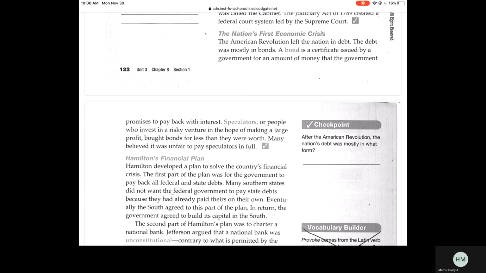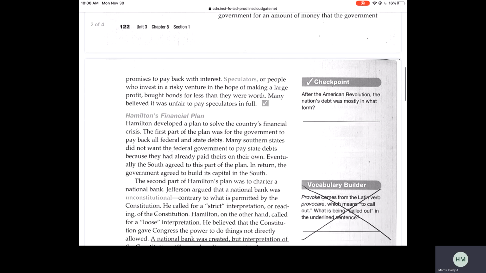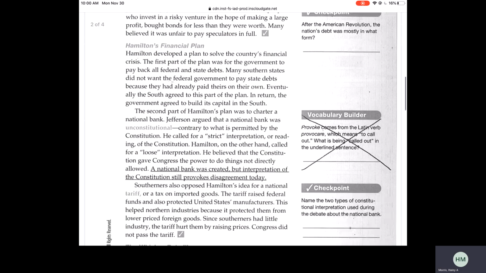So another checkpoint we have here is, after the American Revolution, the nation's debt was mostly in what form? Go ahead and answer that now, and then move on to the next paragraph.